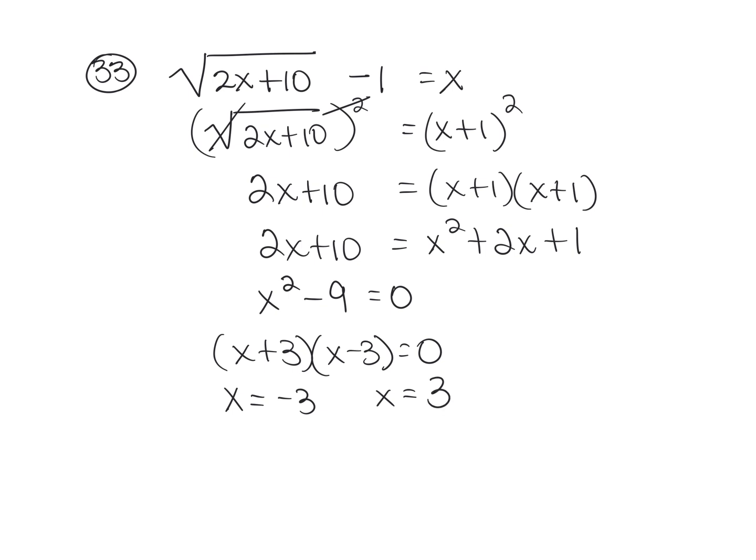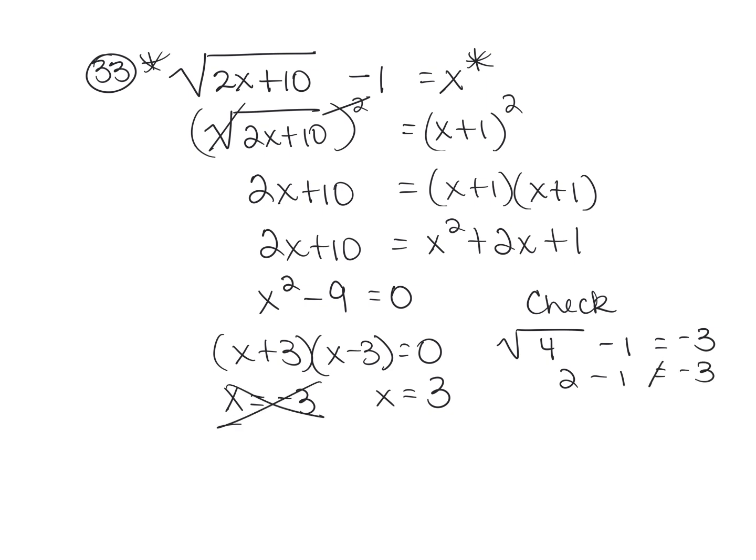These are the ones, remember, that you have to check. So to check these, I plug them into the original equation up here, all the way at the beginning. So I have the square root of, if I put a negative 3 in there, I get 2 times negative 3, which is negative 6 plus 10 is 4, minus 1, and I'm seeing if that gives me a negative 3. Well, that's 2 minus 1, and that does not give me a negative 3. So that answer can't be in the solution.